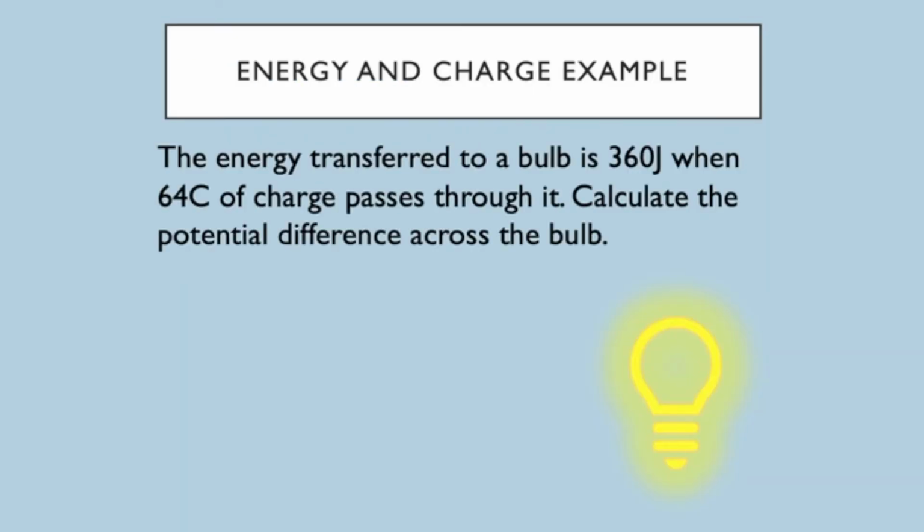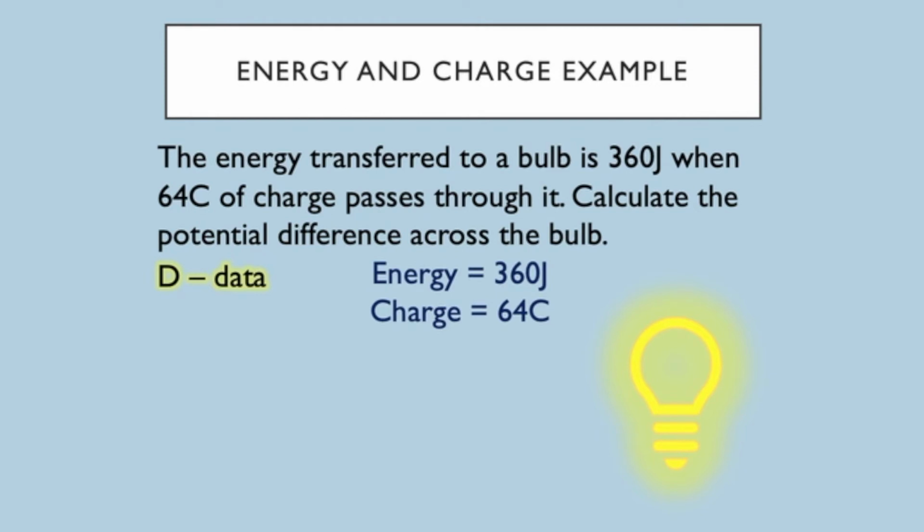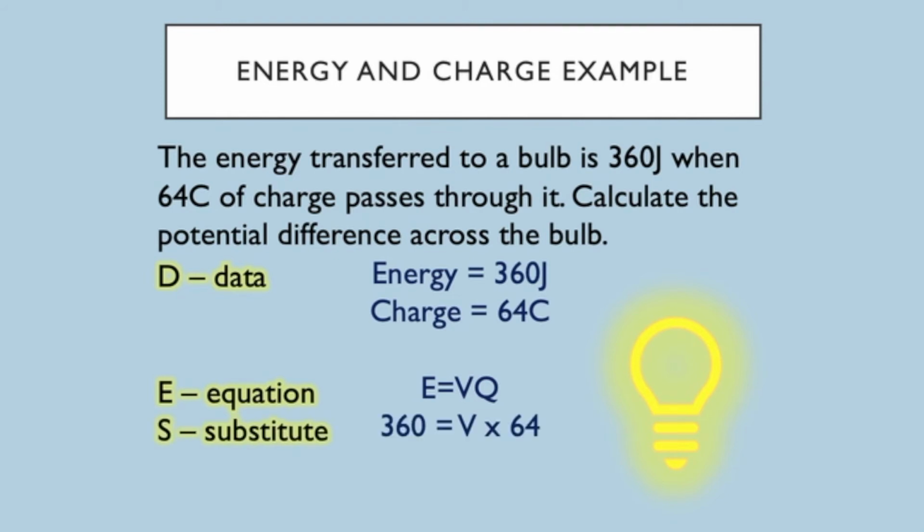So the energy transferred to a bulb is 360 joules when 64 coulombs of charge passes through it. Calculate the potential difference across the bulb. Okay, so whenever you're doing a question to do with equations, always remember DESRA. What do I mean by DESRA? Well, D for data, first of all. And here our data, we know that the energy is 360 joules and we know that the charge is 64 coulombs. E, equation. So our equation here, we know that the energy transferred is the potential difference times the charge. So our energy is E, our potential difference is V, and our charge is Q. So E equals VQ.